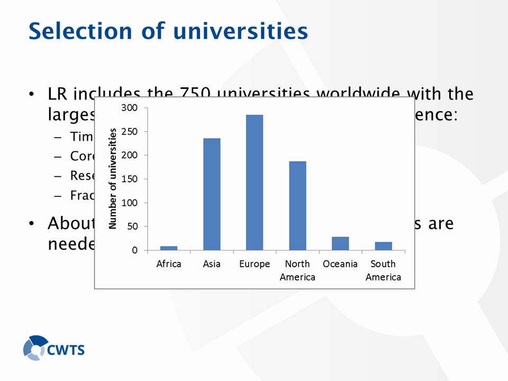As you can see in this figure, Europe contributes the largest number of universities in the Leiden ranking, followed closely by Asia. North America is in the 3rd position. The Leiden ranking also includes a small number of universities from other parts of the world, including Africa and South America.